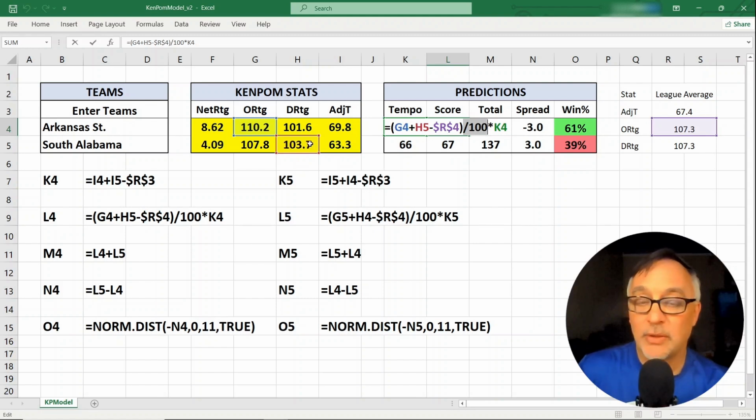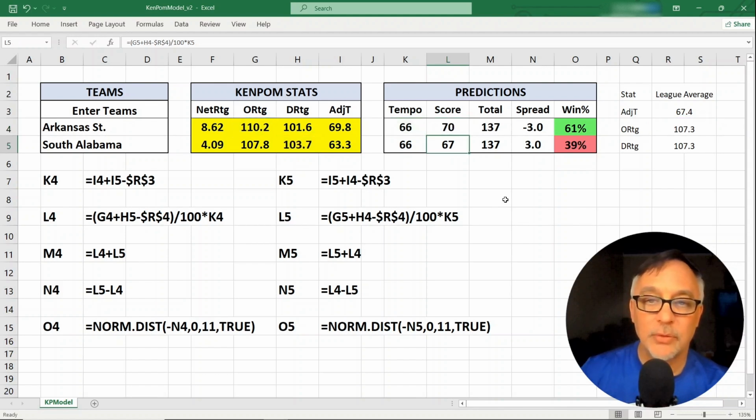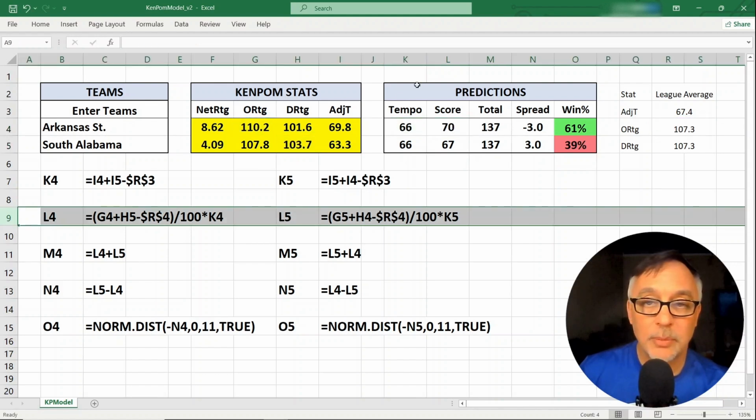And then finally, this is why the tempo is so important. We multiply that by the number of possessions. The expected number of possessions is the expected tempo. So multiplying it by K4, that's the cell right next to this one, gives us a score for Arkansas State. So here are the formulas for column L.